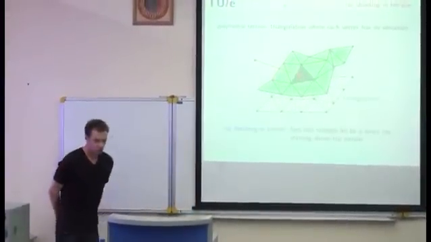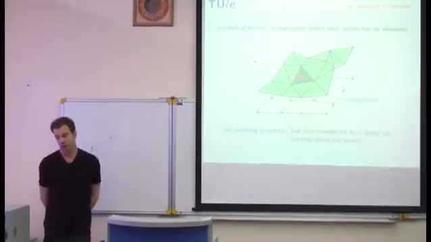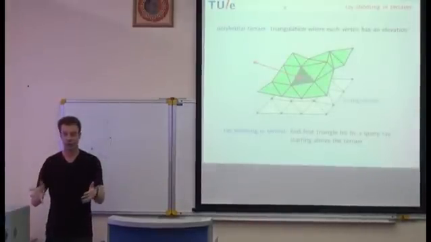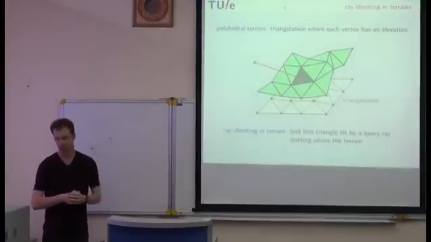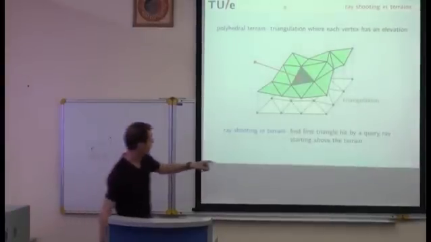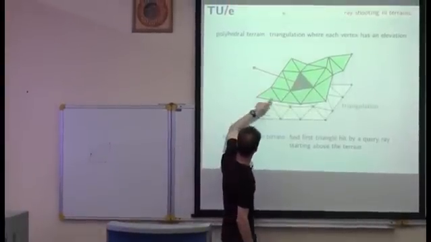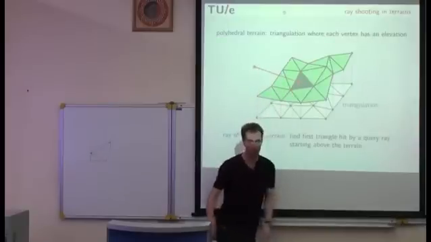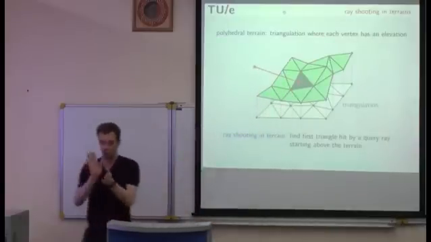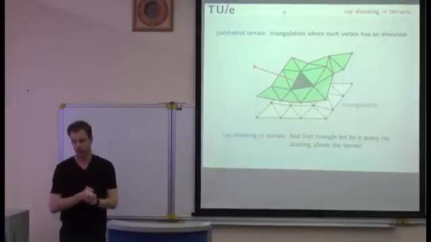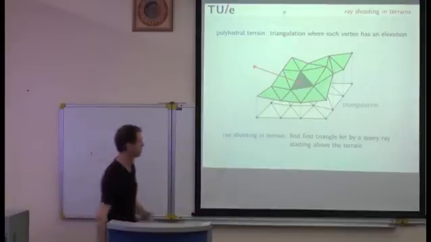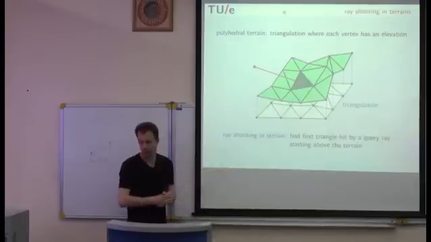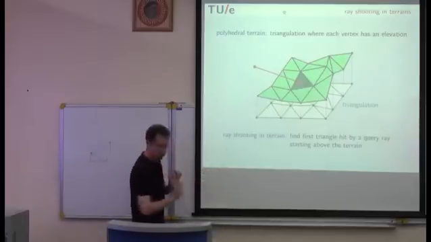And what we want to do is ray shooting in such a terrain. So I want to construct a data structure on these triangles such that, if I give you a point and a ray starting at that point, you can quickly find which triangle you hit. In other words, you say, I'm standing here, I'm looking in this direction, what do I see? Just a single ray.